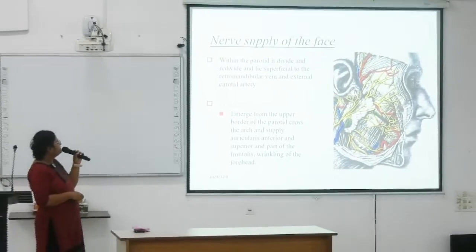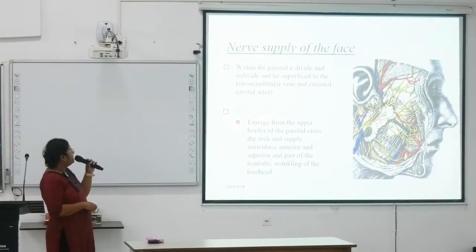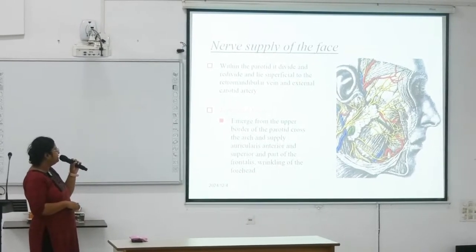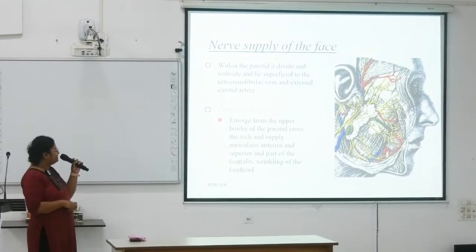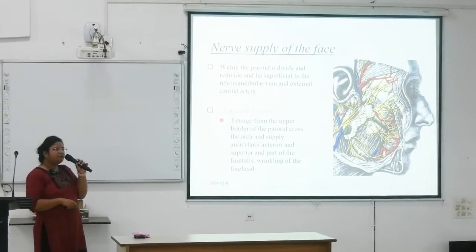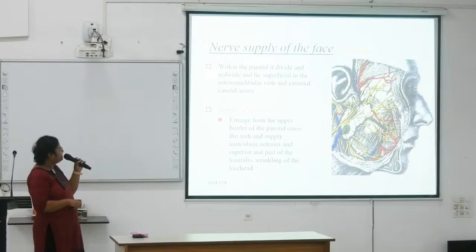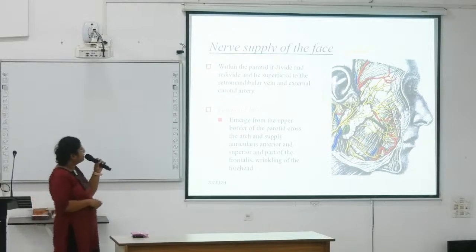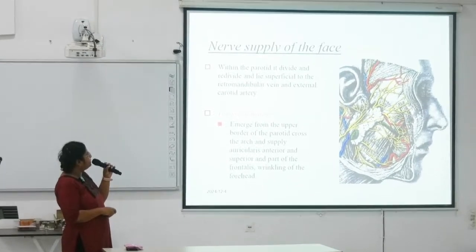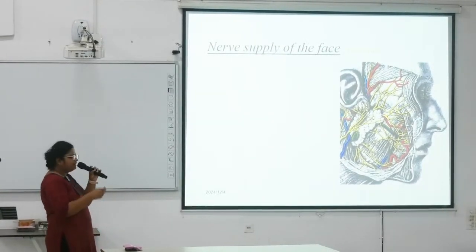It emerges from the upper border of the parotid, crosses the arch and supplies the auricularis anterior and superior, and part of the frontalis, and wrinkling of the forehead, that means corrugator supercilii. Okay, all these are supplied by the temporal branch. Here in this region it is supplying the temporal branch. Next.